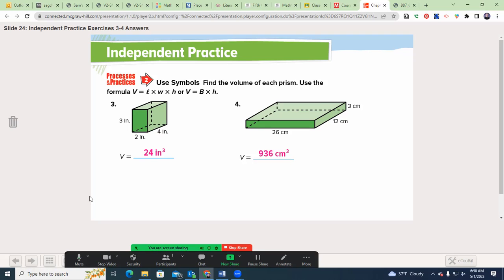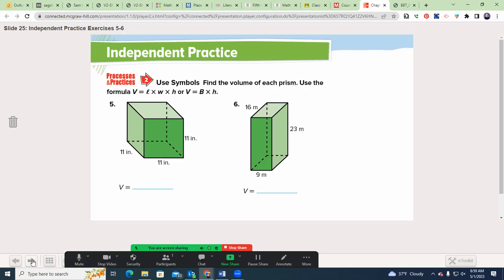Welcome back. We had 2 times 4, which is 8, times 3 is 24 inches cubed. And we use whatever measurement it is here. So this is inches, this is centimeters. 12 times 26 times 3 is 936. All right, pause the video and let's do these two. See you on the other side.